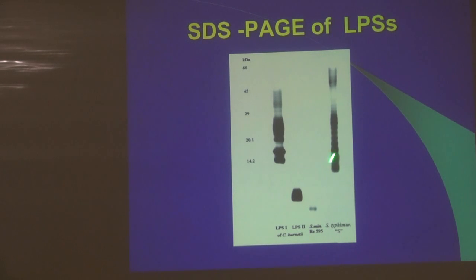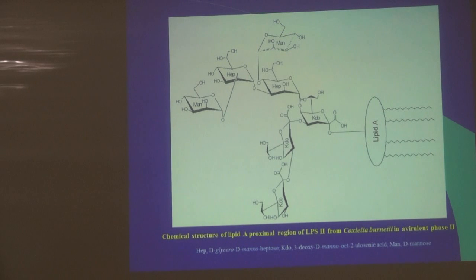Here you see a typical ladder-like banding pattern, which is typical of LPS with regular O-specific chains. This repeating pattern you cannot see in Coxiella burnetii LPS. It's highly homogeneous, and that's why studies on the structure of this LPS are quite difficult. We did structural work on this LPS in the past, and this was not so difficult.